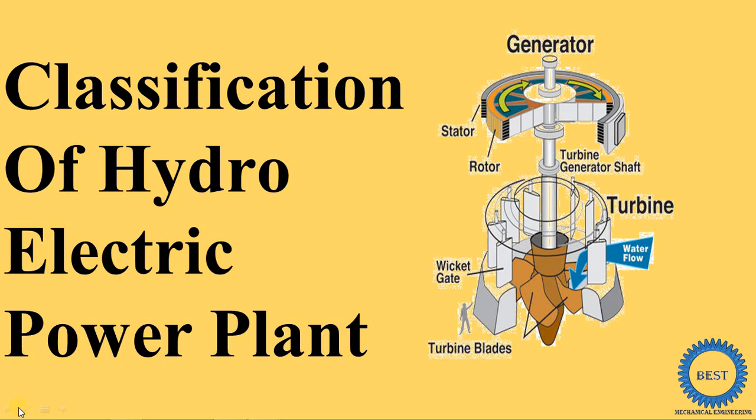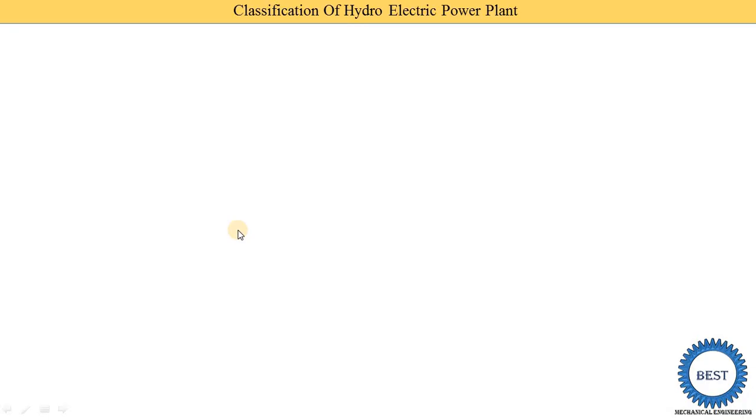In this video, I explain classification of hydroelectric power plants. Hydroelectric power plants are classified in three ways. First classification is according to availability of head.